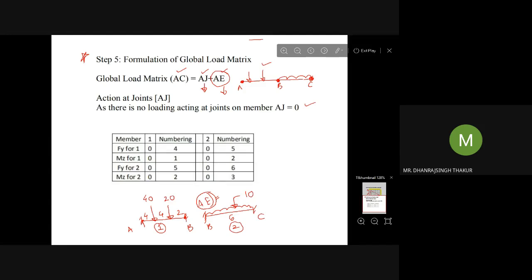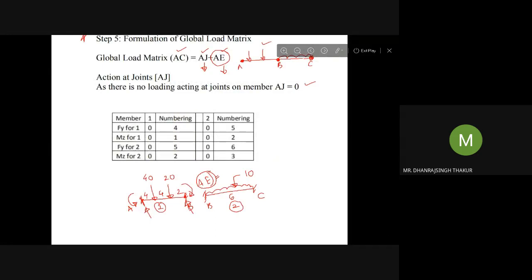So as you know, if there are various types of loading on the member, you can easily find out the fixed end moment. So here at this node A, you have to find out the fixed end moment AB and the support reaction value RA. Similarly, fixed end moment BA and support reaction RB. Okay.